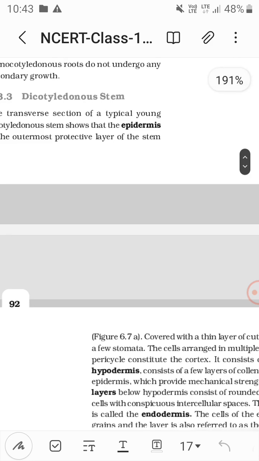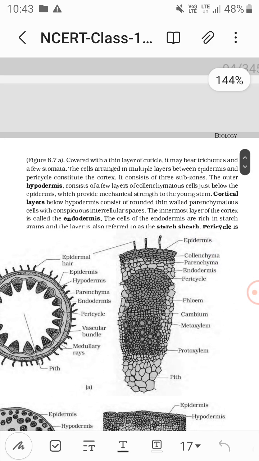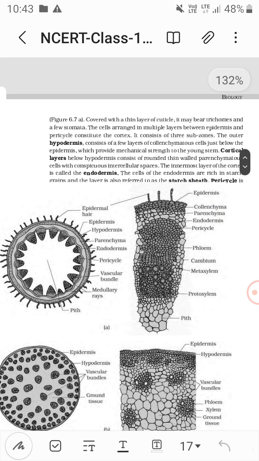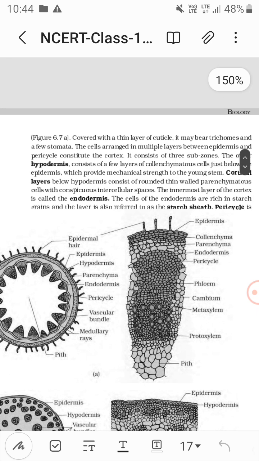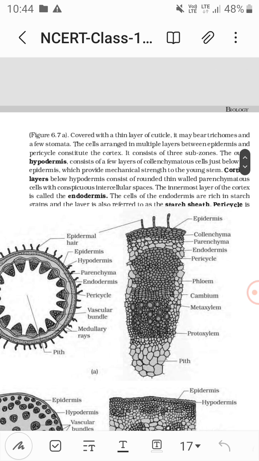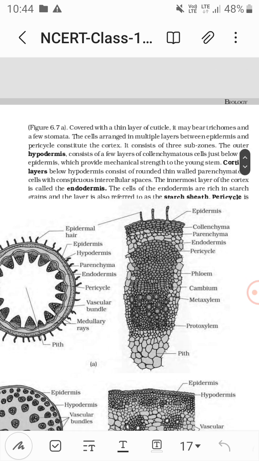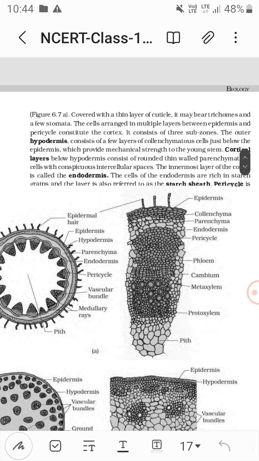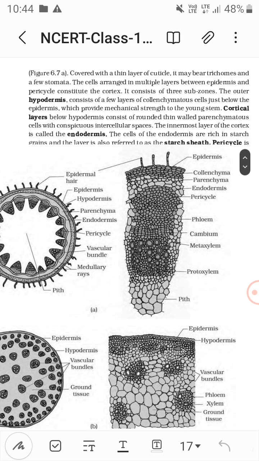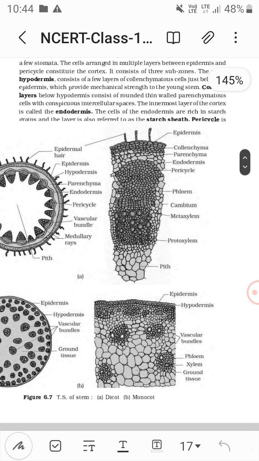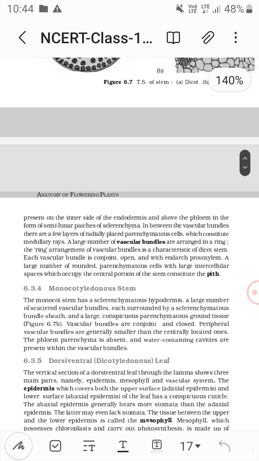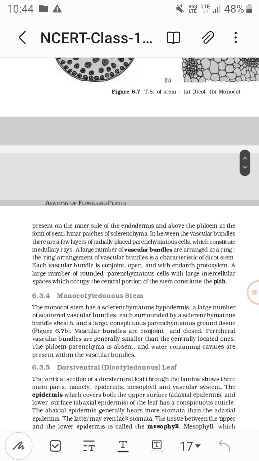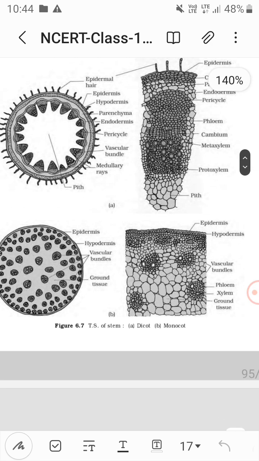So in dicot stem there is epidermis, then hypodermis, cortical layer, then endodermis, the inner layer of cortex. Hypodermis, no cortex. Okay, then there is endodermis, then there are starch sheath, pericycle, vascular bundles, pith. So this is dicot stem.